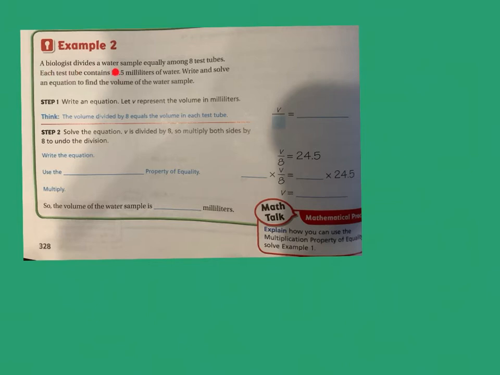A biologist divides a water sample equally among 8 test tubes, so splitting something into 8 pieces. Each test tube ends up containing 24.5 milliliters of water. Write and solve an equation to find the volume of the water sample. Okay, write and solve an equation.